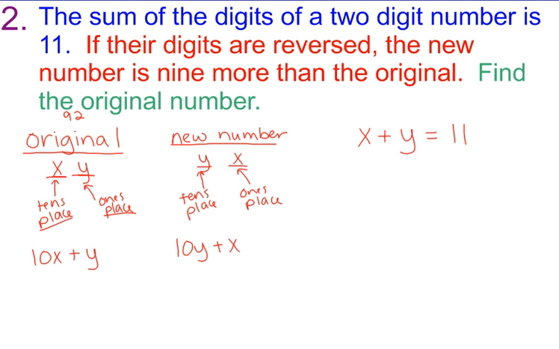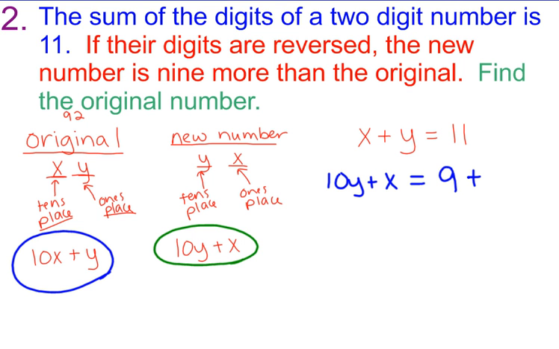Then the second sentence says, if their digits are reversed. Well, isn't that this right here? I did that there, didn't I? So if their digits are reversed, the new number is 9 more than the original. And where's my original? Right there. 9 more than 10x plus y. So take a look at that. 9 more than 10x plus y.